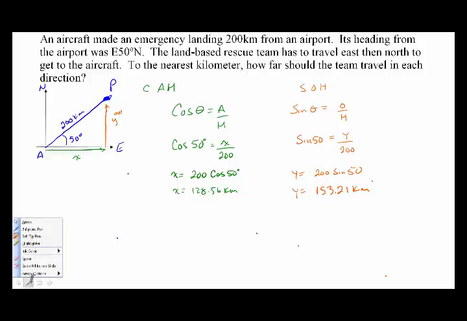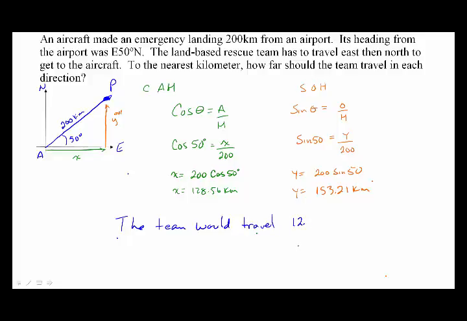And so the team would travel 129 kilometers east and 153 kilometers north, because it did say to the nearest kilometer. Yes.